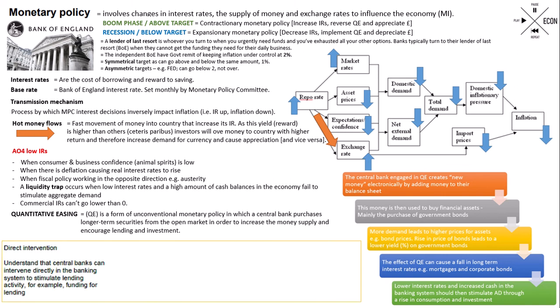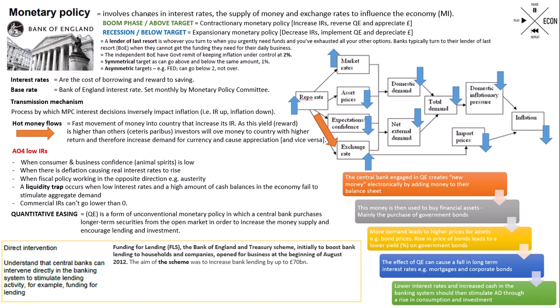The spec also asks you how the Bank of England can directly intervene to stimulate lending. And there was something up until 2015 called funding for lending. Funding for lending was initially to boost bank lending to households and companies explicitly, and it was open for business in 2012. The aim of the scheme was to increase bank lending. How it worked was the Bank of England was letting commercial banks borrow funds from it cheaply. The thought process was that the banks would then pass that form of cheaper loans onto firms and consumers. So it was lower rates of interest from the Bank of England passed through to commercial banks, which could be passed on to consumers and businesses, so they would borrow more and boost the economy that way.